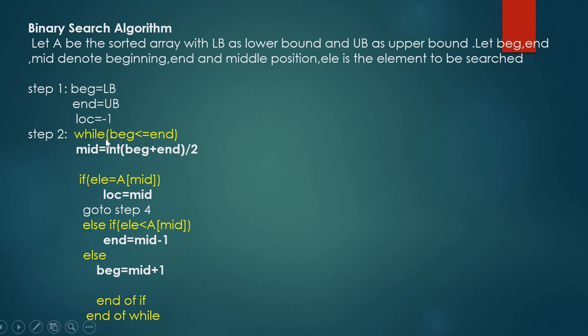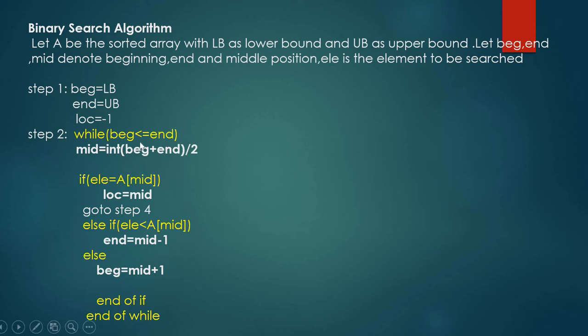Then while beginning is less than or equal to end, this is a while loop, a repeating loop. If beginning is less than or equal to end, it will execute the loop, and if beginning is greater than end, it will exit from the loop. So first we need to check whether beginning is less than or equal to end. After that, we need to find the middle position. Middle is equal to the integer part of (beginning plus end) divided by 2.